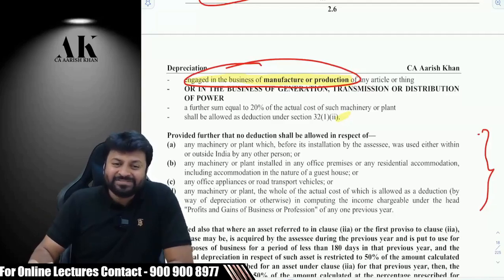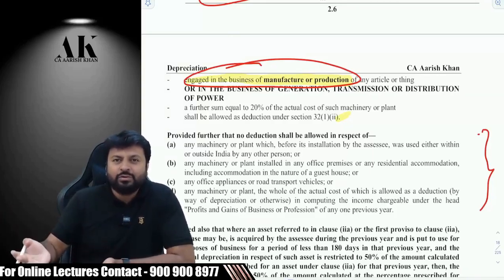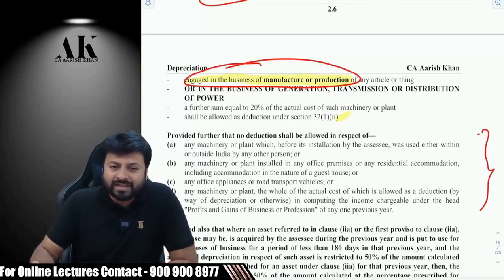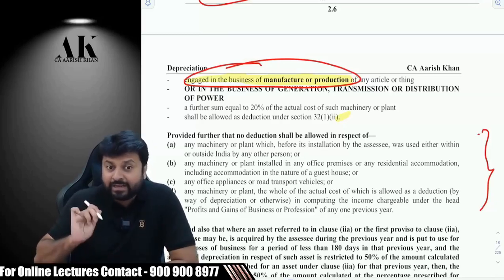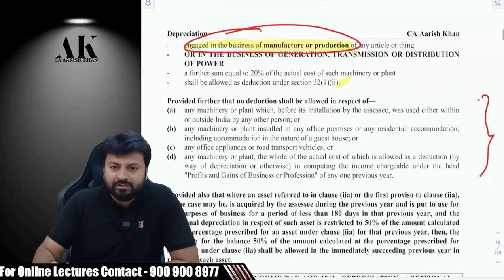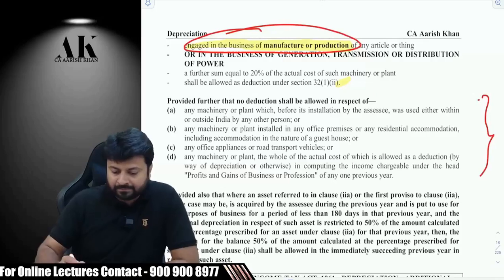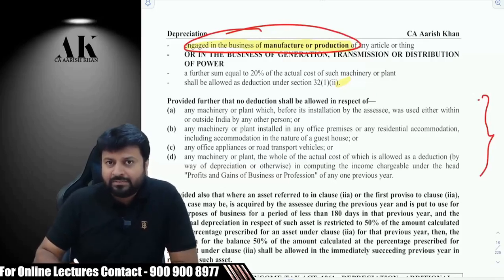There are many other assets which are used other than in a factory: in office, in residential house, accommodation, guest house. So we cannot give additional depreciation on all those assets because the entire objective of giving additional depreciation will be defeated. If Mukesh Ambani is buying a Mercedes Maybach, it has nothing to do with increase in production. That cannot increase the production of the company. Therefore, there is a negative list, which we have to see very carefully because this is academically very important. The Institute will ask questions based on this. So you have to decide whether that machinery which is going to be given in the exam is eligible for additional depreciation or not. Shall we read?